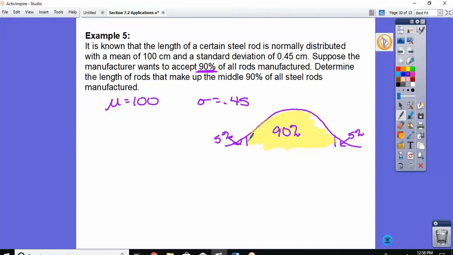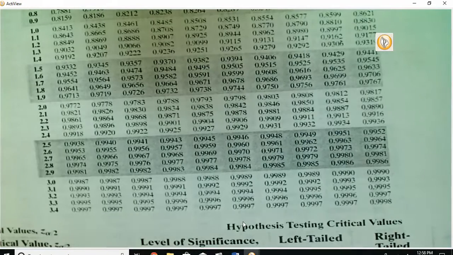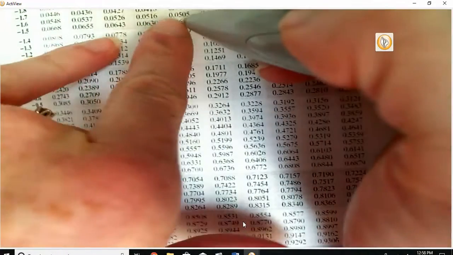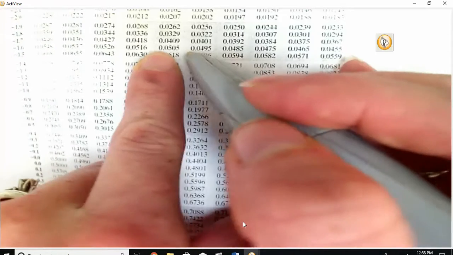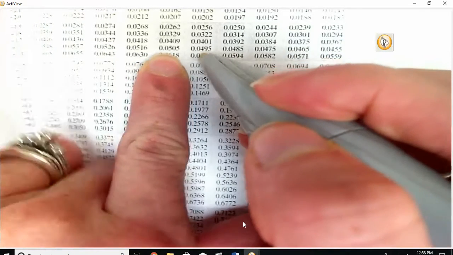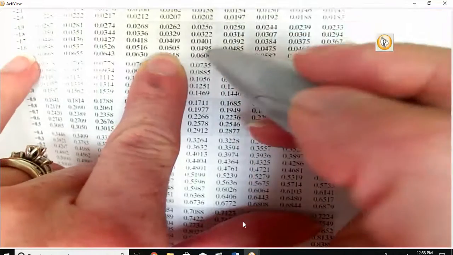This first one, area to the left would just be 0.05. So this first one, the probability is 0.05. So we have to find the z that corresponds to that. So if I'm looking for 0.05, I've got 0.0505 and 0.0495. They're the same distance away, aren't they? Yeah. So this happens at negative 1.64 and negative 1.65.